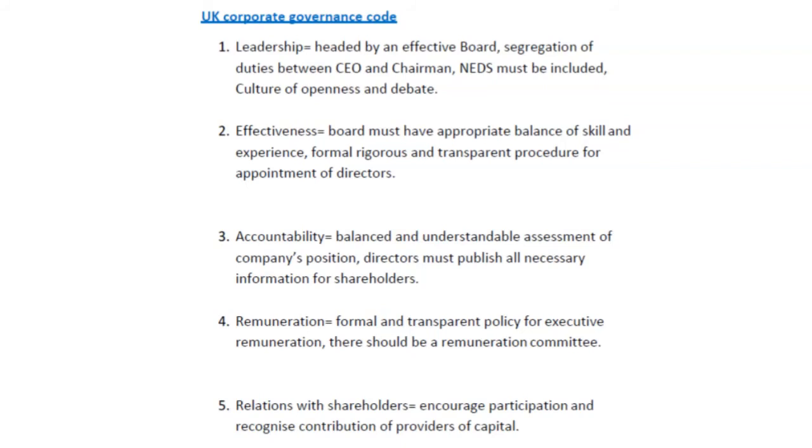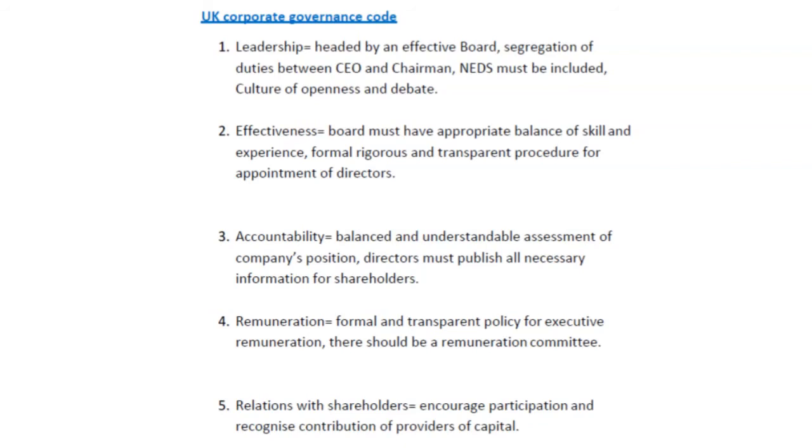Second, effectiveness. You will look at the balance of skill on the board. Are directors from different backgrounds? Do they have the skill to run the company? If they have, okay, tick mark. Third, accountability. Balanced and understandable assessment of the company's position. So directors must publish all necessary information for shareholders. In other words, there must be an audit committee present. So accountability is equal to audit committee. If there is an audit committee, tick mark. Fourth, remuneration. Is there a remuneration committee present? If there is a remuneration committee present, again tick mark.